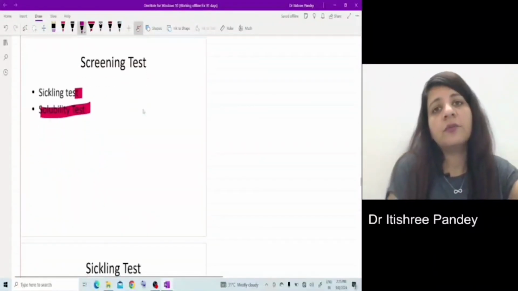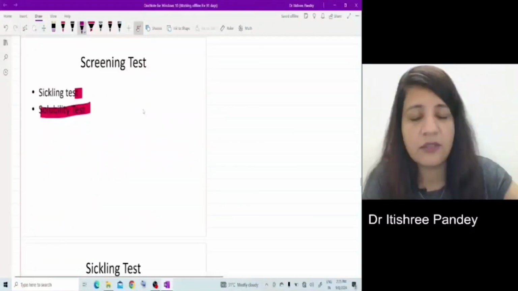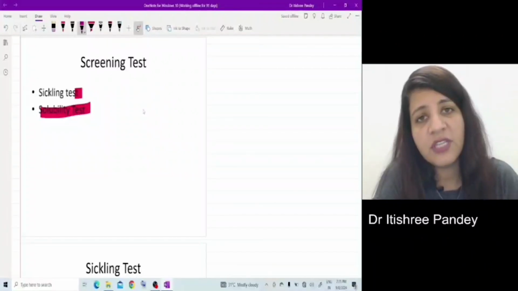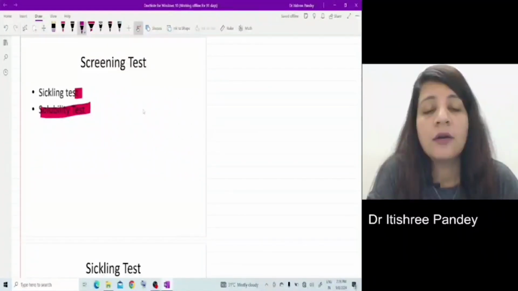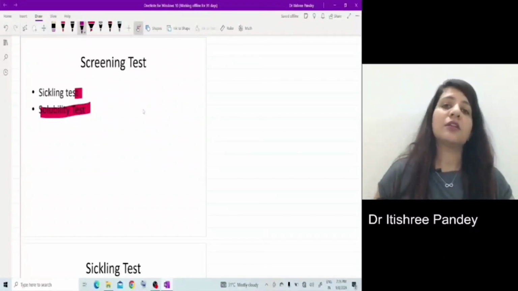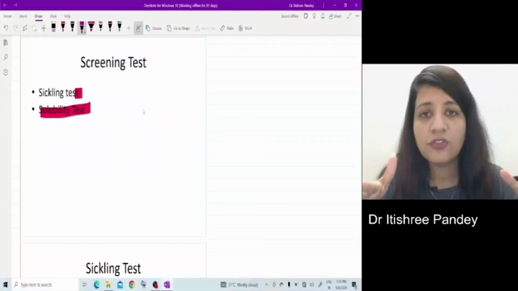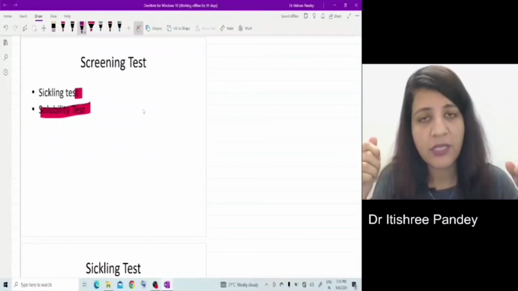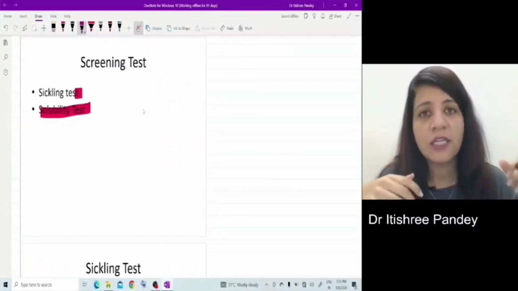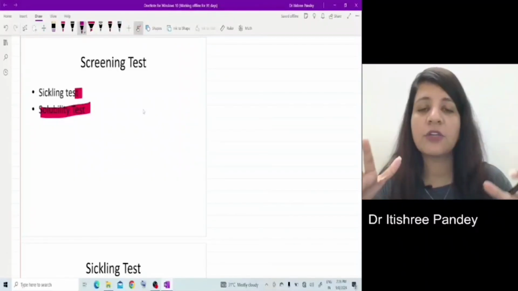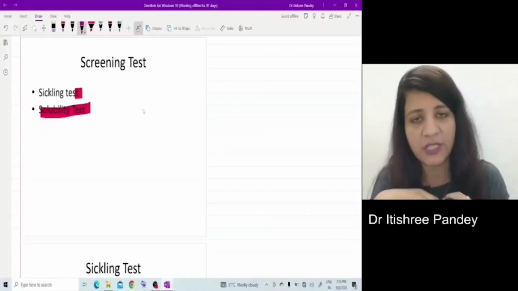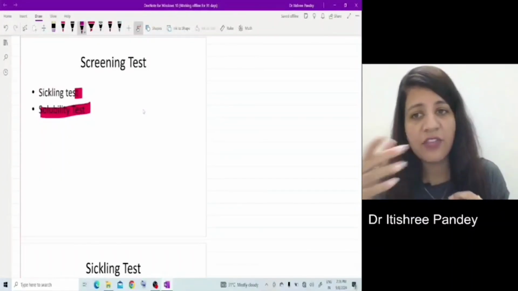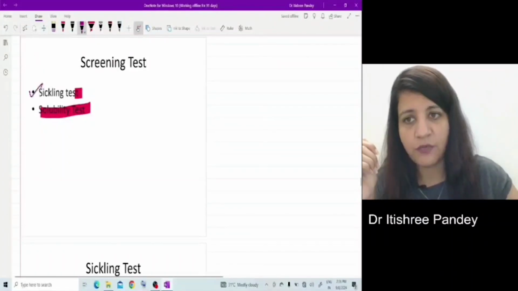Now how do we confirm sickle cell disease? First is the screening test, because it is an inherited disorder, so it will be inherited from the parents to the children. And since it is autosomal recessive, the marriage of two carriers of the recessive gene can also lead to sickle cell disease. So whenever there is a mass screening program by the government, wherein a particular region or religion or a particular caste is to be screened for sickle cell disease, we have the sickling test and solubility test for the screening.